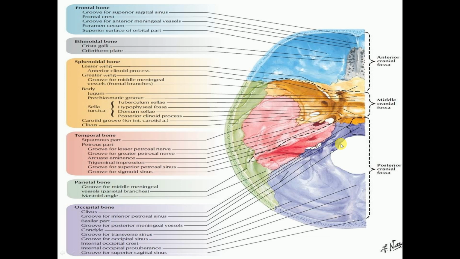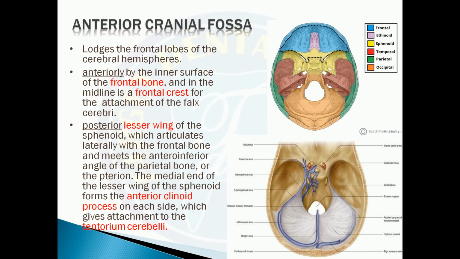Please go through it once, starting with the anterior cranial fossa. It lodges the frontal lobe of the cerebral hemisphere. Anteriorly, it is the inner surface of the frontal bone, and in the midline, it is a frontal crest, the attachment of the falx cerebri.